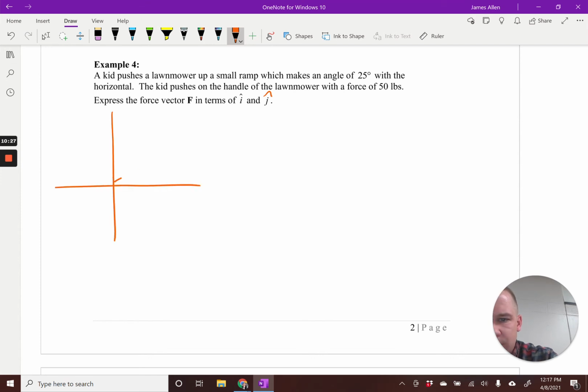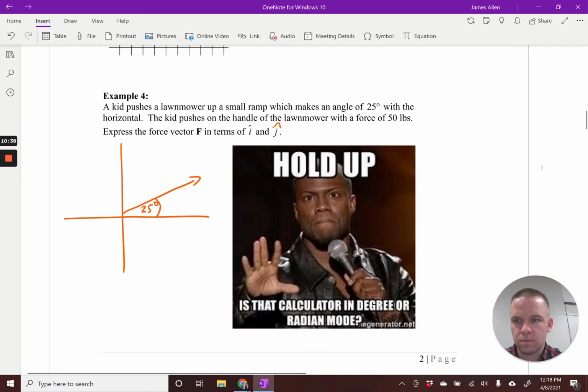So we got this angle of 25 degrees. So we're going to be using our calculators. Make sure you're in degree mode. Okay, make sure you are in degree mode. Meme time. Hold up. Is that calculator in degree or radian mode? There you go. Now we're good.